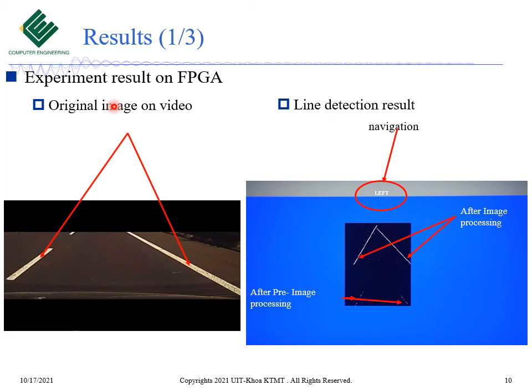And here are the results. First, I would like to present the experiment results. We implement on the FPGA, and here is the real image of the real lane line, and this is the output of our system. We demonstrate on the screen, and here is our detection, and here is the navigation angle. So this is turn left.